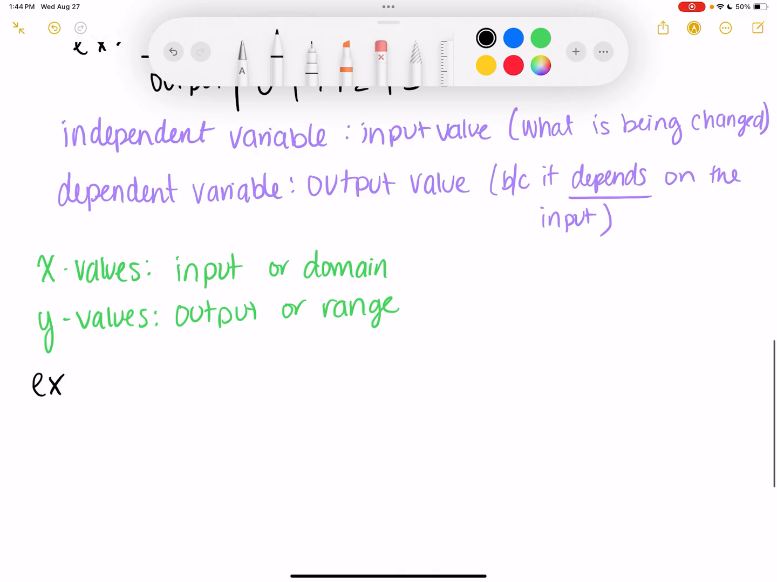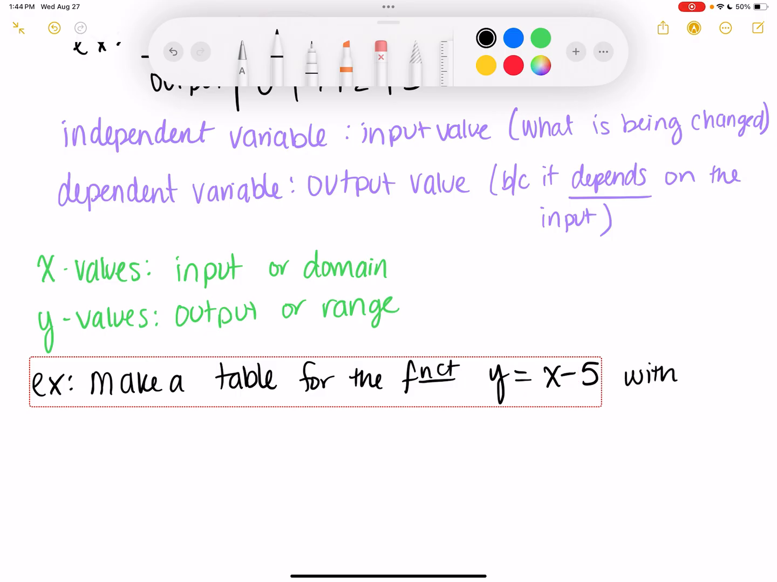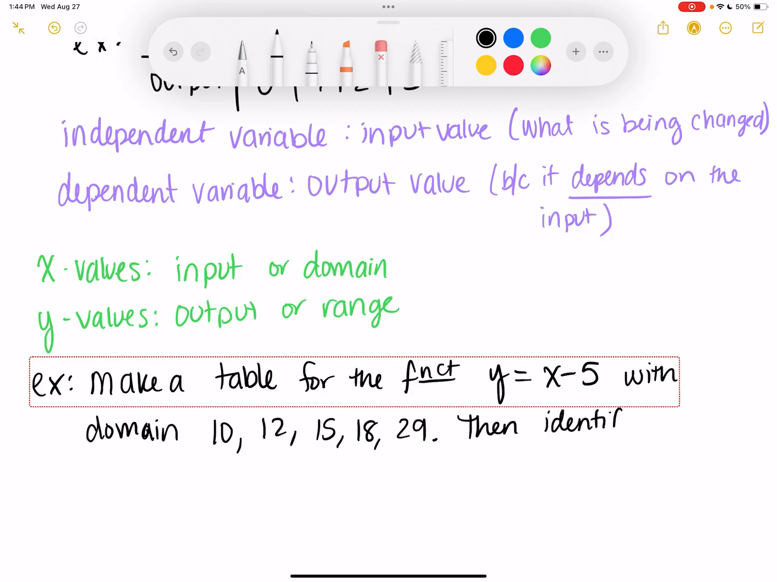So, an example: make a table for the function y equals x minus 5 with domain 10, 12, 15, 18, and 29. Then identify the range of the function.